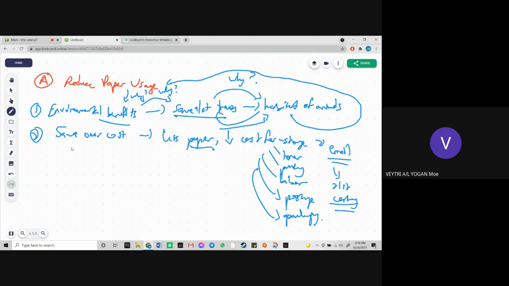That is number two. Now, we can also reduce paper to make our lives more efficient. Why do I say so? We have talked about technological advancement, right?